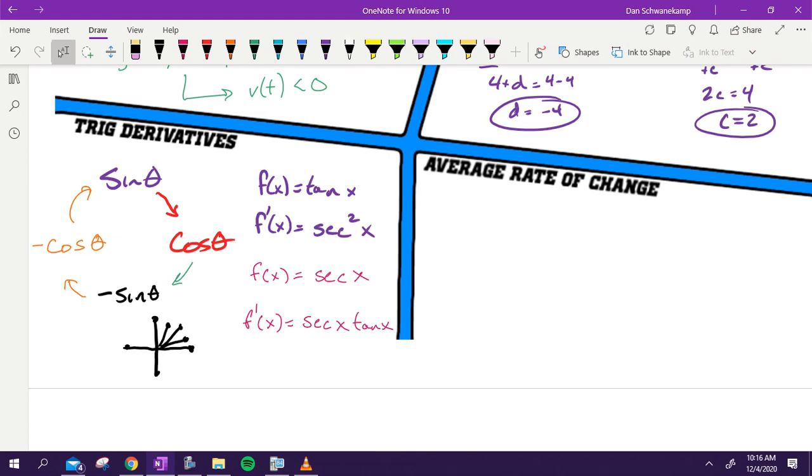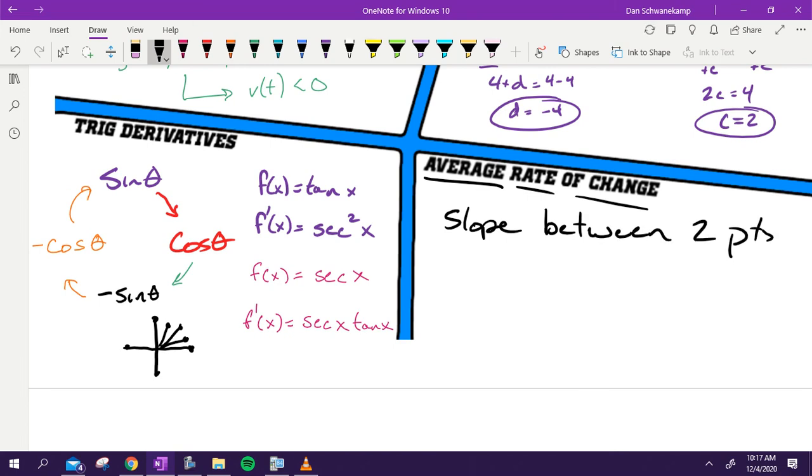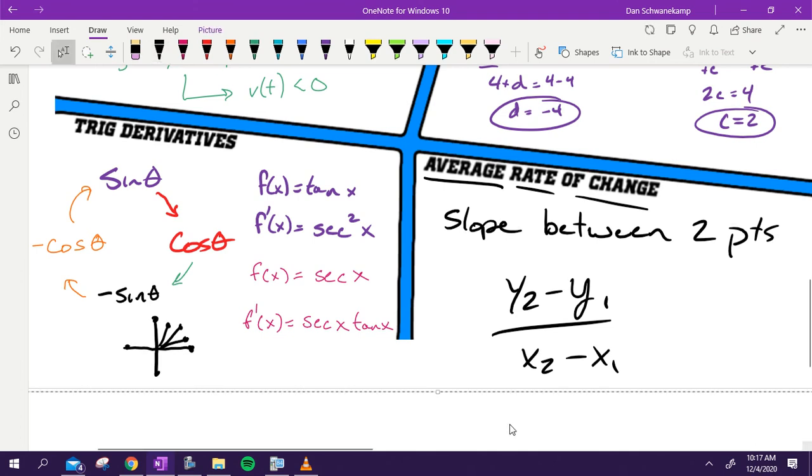Last question. Again, this was on our last test, and I got a lot of wrong answers. Average rate of change. We've done that a bunch. What does average rate of change mean? Slope, but more specifically, what kind of slope? Slope between 2 points. Like y sub 2 minus y sub 1 over x sub 2 minus x sub 1. I had a lot of students try to take derivatives. Average rate of change does not mean derivative. Average rate of change means the slope between 2 points. And that's where you got to get to.